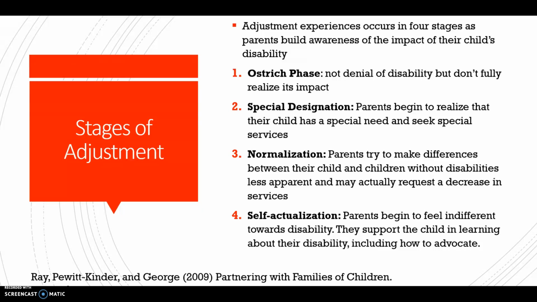And the fourth step is self-actualization, where parents begin to feel indifferent towards disability. So they're not like, it's the worst thing in the world that's ever happened to me. They're not like, it's the best thing in the world that's ever happened to me. But they just kind of accept the child for who they are and support the child in learning about their disability. And most important to this includes how to advocate for them to have equal access with other children and get what they need educationally.